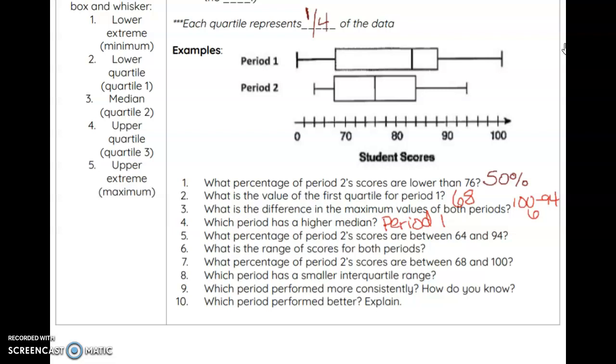Number 5, what percentage of period 2 scores are between 64 and 94? So 64 would be here, and then 94 would be here. So that's all of the data. So that would be 100% of the data.